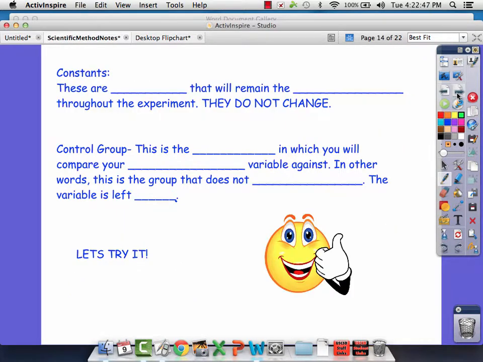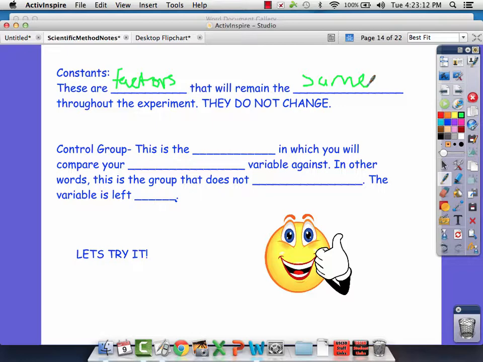Okay, moving on, constants. Constants are factors that will remain the same. They do not change throughout the whole experiment. So if we're doing that experiment on exercise and heart rate, the fact that we're staying indoors is a constant because the temperature is remaining constant. We're not allowing a difference in temperature to change our heart rate.